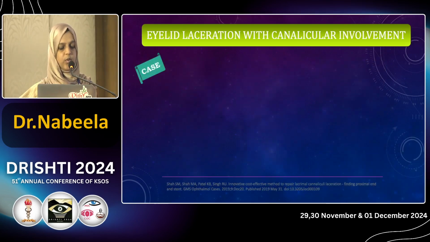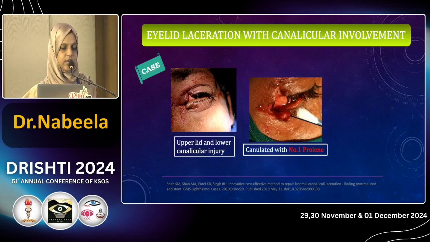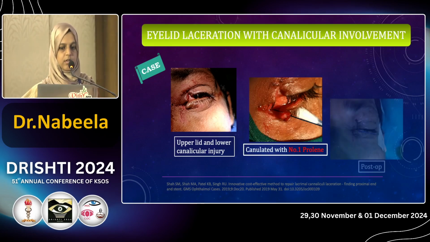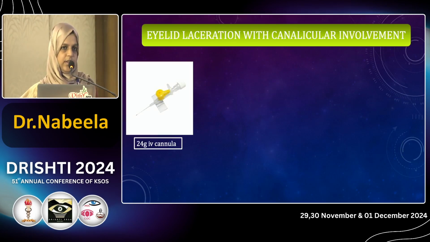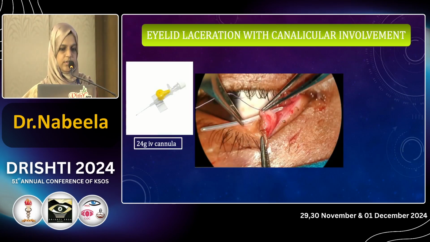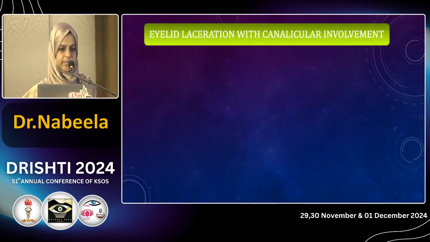Now, when we don't have stents in hand, can we use any other materials? Yes. So this was a case of an upper lid full thickness injury and a lower canalicular injury, and here it was cannulated using a number 1 Prolene suture. So this was a post-operative picture. You can even use our usual IV cannulas, 24 gauge and 22 gauge, where the Teflon sleeve is used as a canalicular stent. Just that you have to secure the tube to the skin by sutures. But the extrusion rate is high and patients may get inflammation.